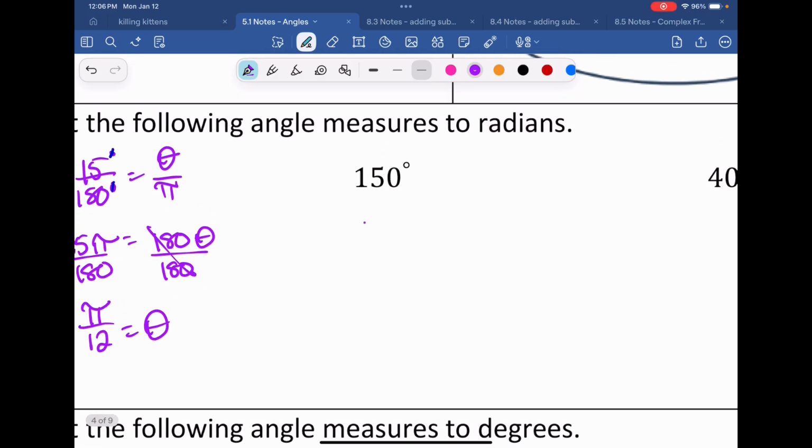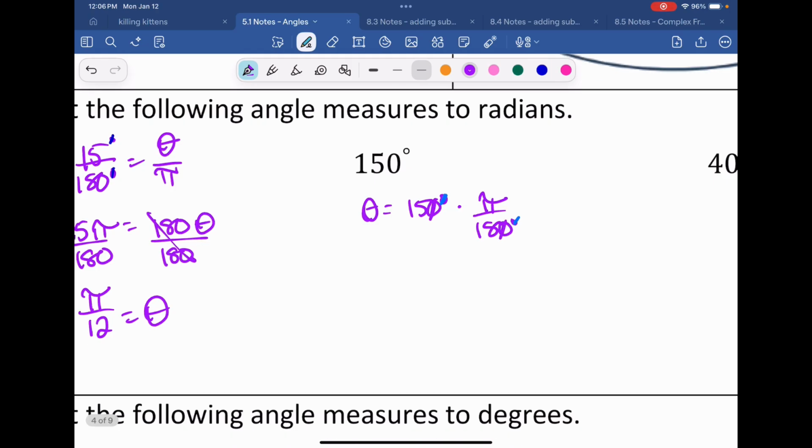Your theta in radians equals 150 degrees times pi over 180 degrees. That's the easiest way to do it. Degrees cancel. And then your zeros will actually cancel because it means you were able to divide by 10. And then 15 and 18 can both be divided by 3. So we get theta equals 5 pi over 6.